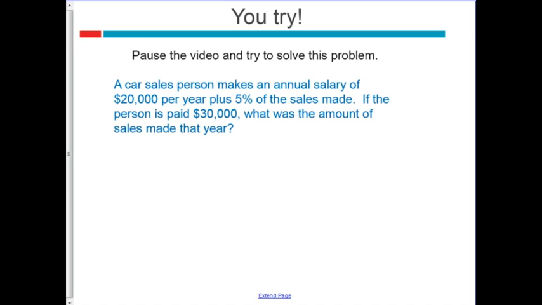So this time, the person's annual salary, if he sells nothing, is $27,000, but he gets a little more in percentage. So if you're a good salesman, you might like this deal better. If the person is paid $30,000 in a particular year, what amount was the amount of sales made that year?